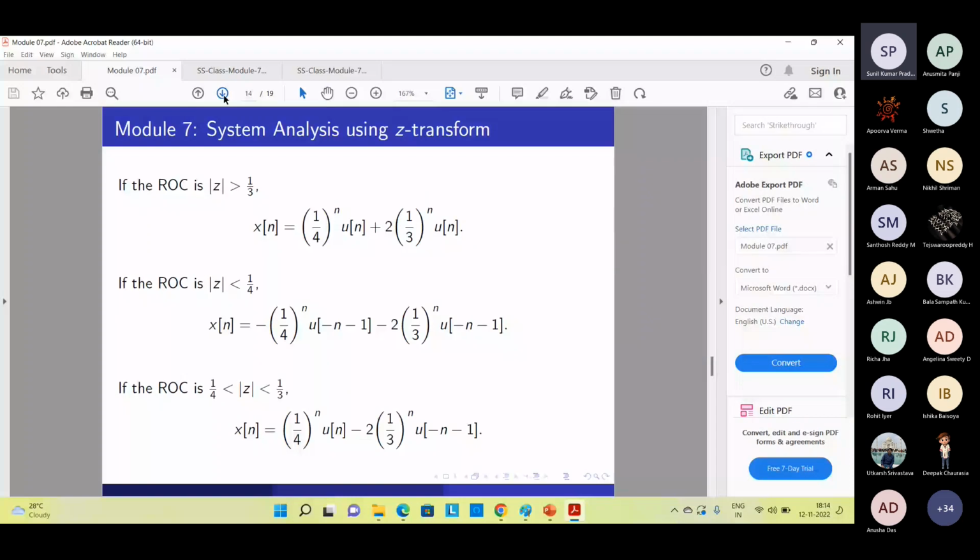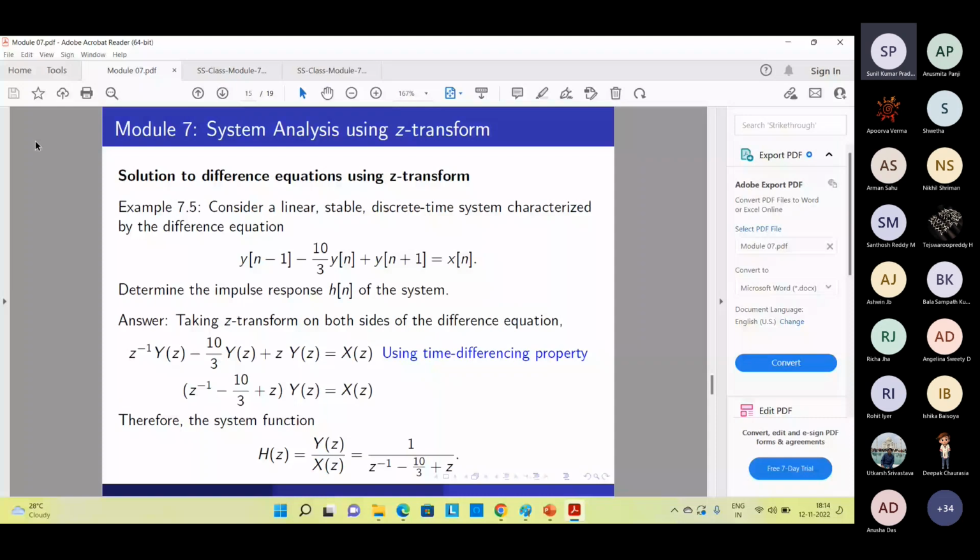Now let's consider another example, or you can say another problem, where we find the difference equation using the z transform. Consider a linear stable discrete time system characterized by the difference equation y of n minus 1 minus 10 divided by 3 y of n plus y of n plus 1 is equal to x. Let's say this is your difference equation. Now determine the impulse response h of n of the system.